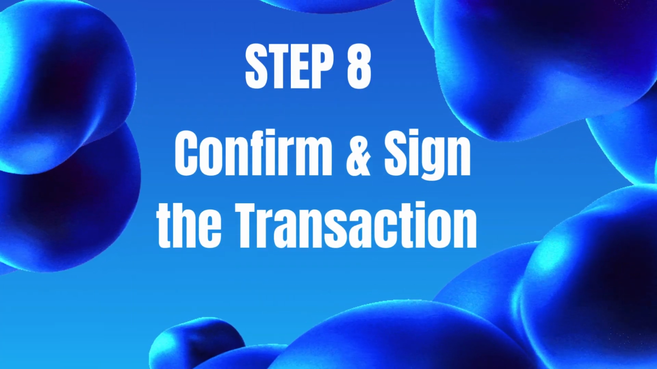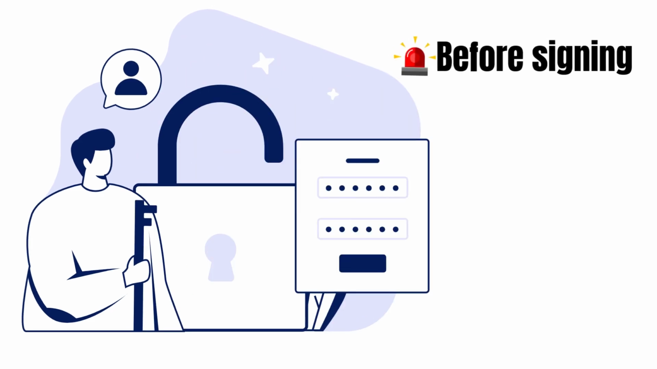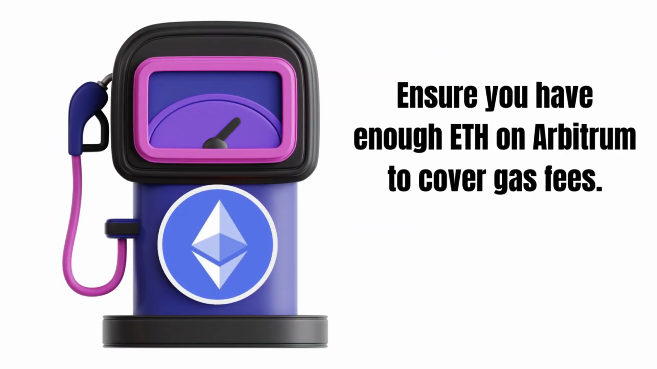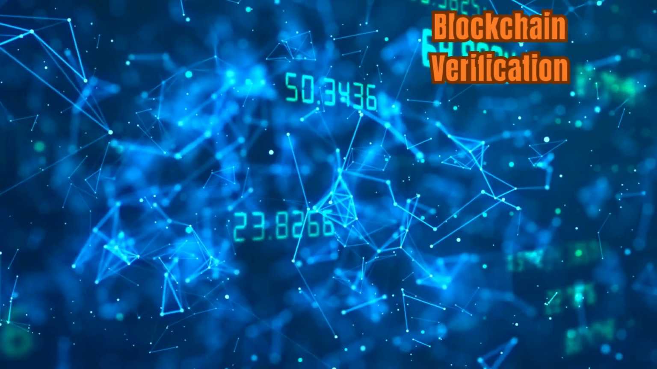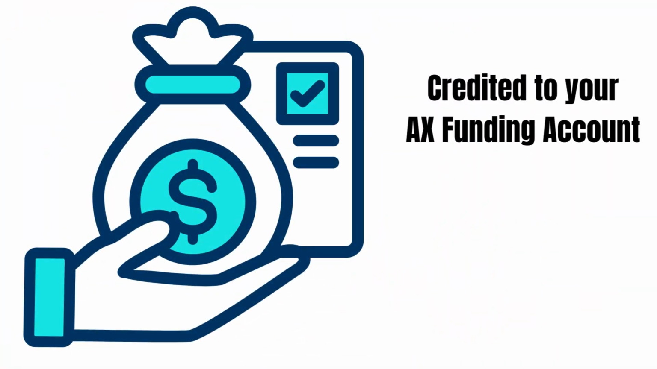Step 8. Confirm and sign the transaction. Once you're set, click Confirm, and your wallet will prompt you to approve the transaction. Before signing, ensure you have enough ETH on Arbitrum to cover gas fees. Once confirmed, just wait for blockchain verification, and your funds will be credited to your AX funding account.